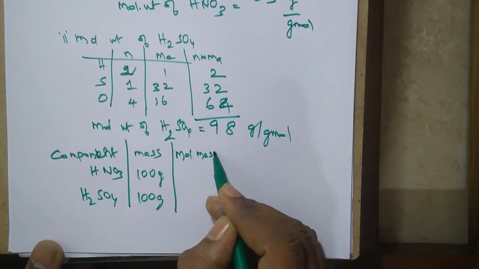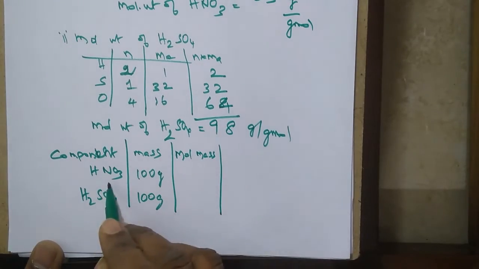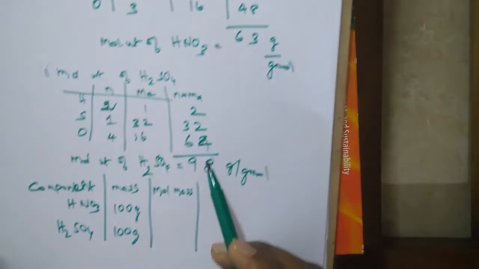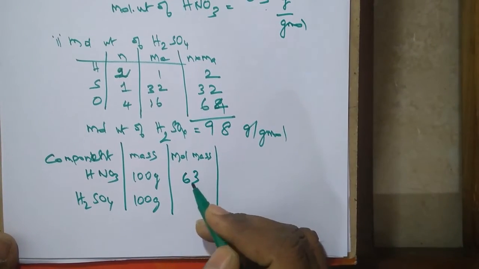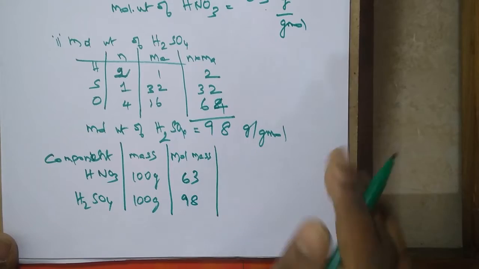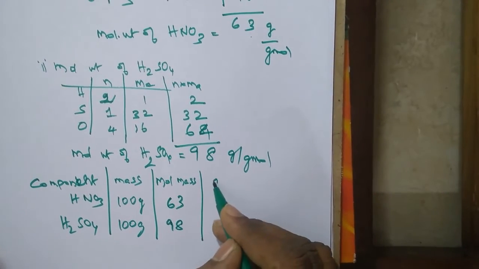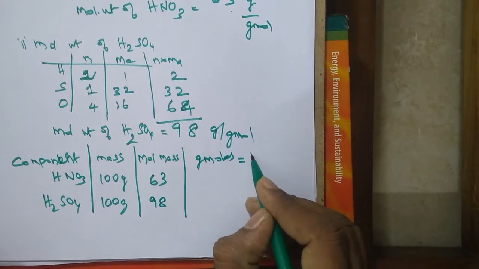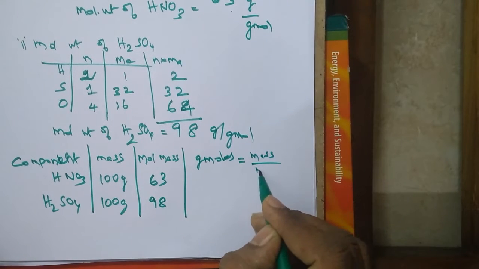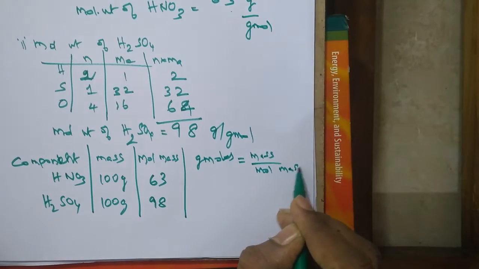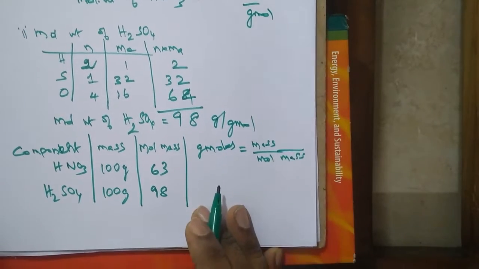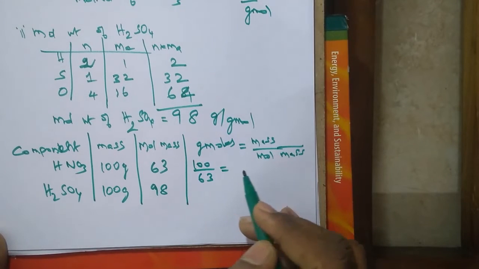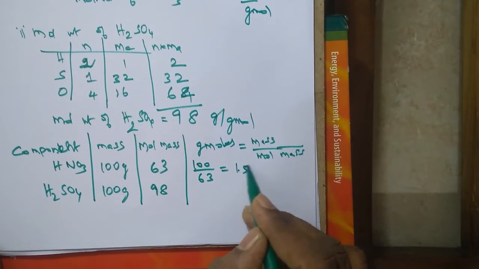So what is the molecular mass? The molecular weight we have determined: molecular weight of nitric acid, which we just calculated, is 63. Molecular weight of sulfuric acid is 98. So how to get gram moles? We have to divide them. Gram mole is equal to mass by molecular mass. So 100 divided by 63 is 1.58.